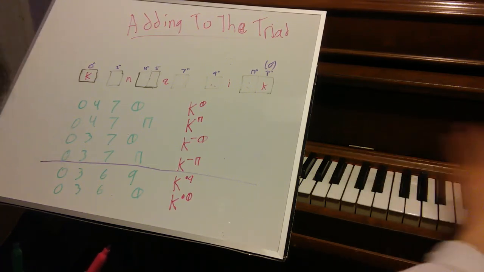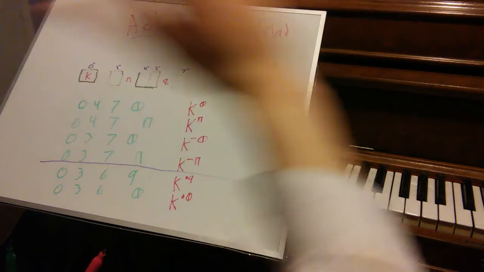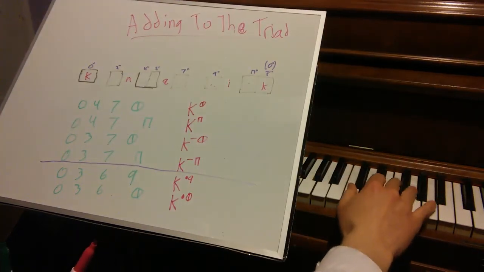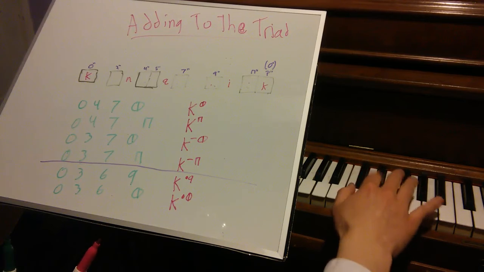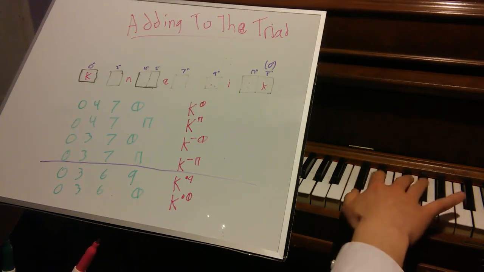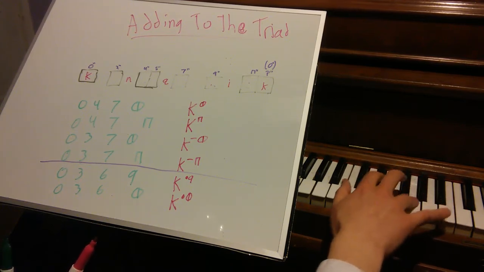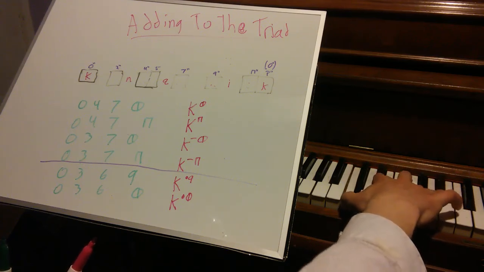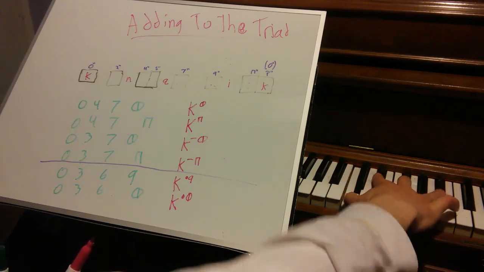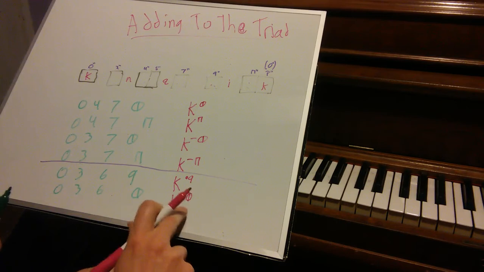Oh, that was not diminished. Forgot to do diminished. Okay. So 0, 1, 2, 3, 4, 5, 6, and 7, 8, 9, 10. Well, half diminished there, or diminished 10.